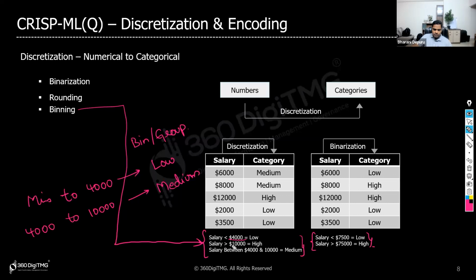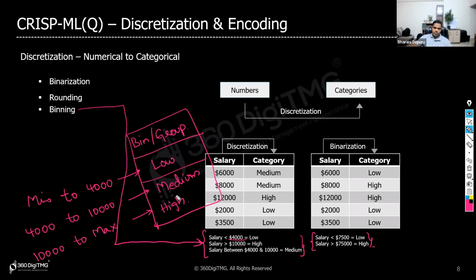And then any value which is greater than 10,000. So you can as well create a group such as 10,000 to the maximum value. You call this as high. So what are you doing here? You are trying to create different bins or different groups. Okay, we are trying to create different groups or different bins out here. This is called as binning or grouping.